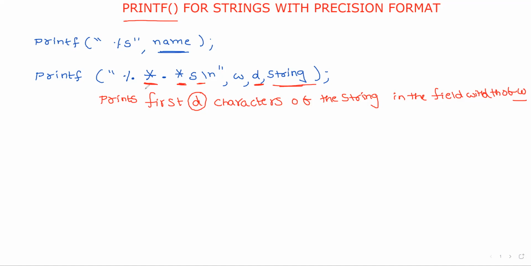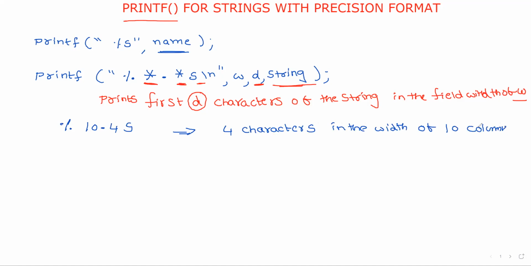Along with this, we can also specify, for example, %10.4s. What does this mean? It indicates that 4 characters are to be printed in a width of 10 columns. That is, a total of 10 spaces are allocated, and in these 10 spaces only the first 4 characters of the given string are printed.